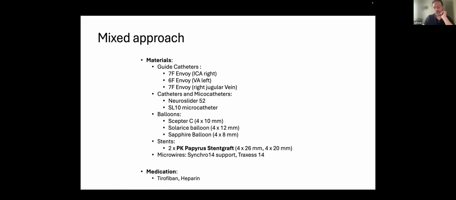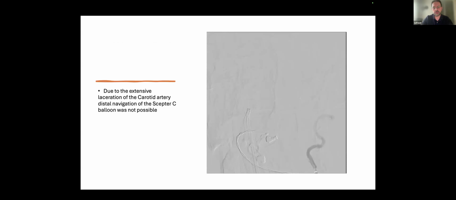So we decided to go with a mixed approach. At the beginning, the idea was to go with a balloon to protect the internal carotid artery and to occlude the cavernous sinus with coils. This was the material that we used, and I will show the images of how it looked. So we had an Envoy catheter in the right jugular vein.